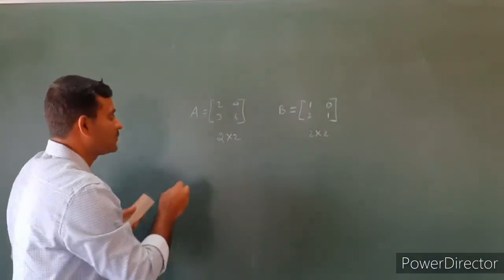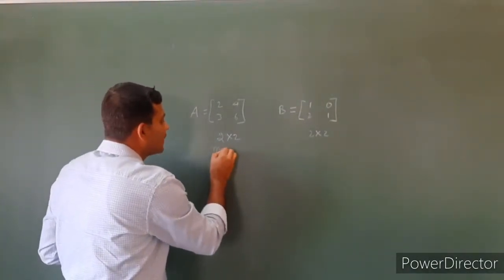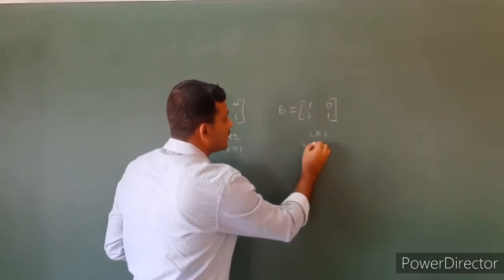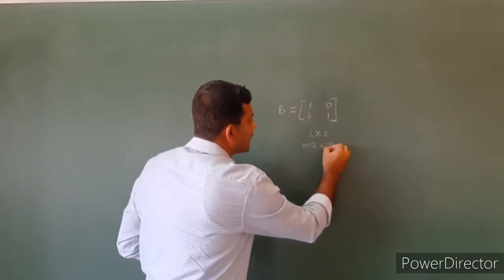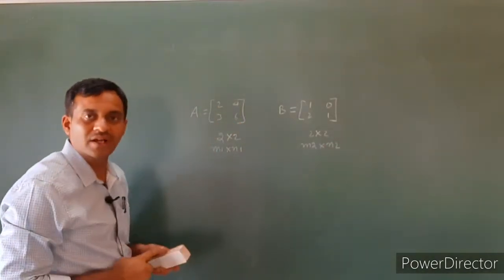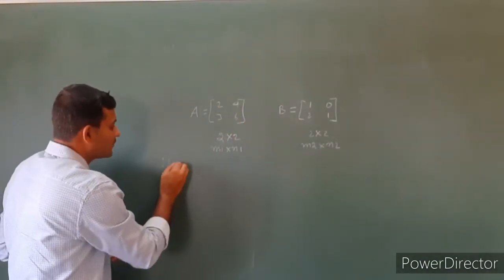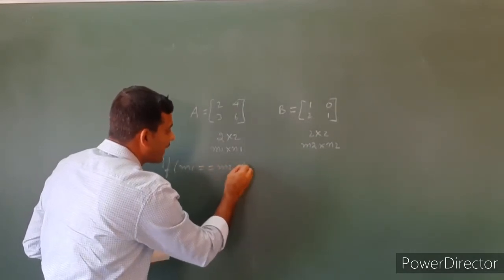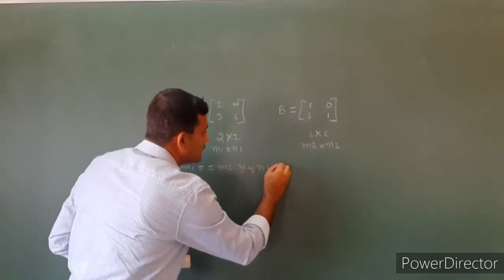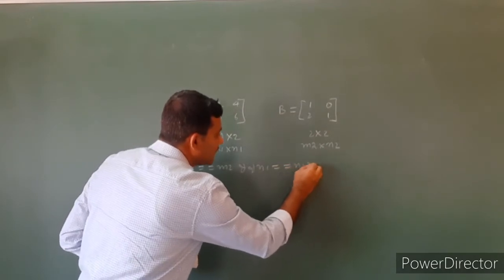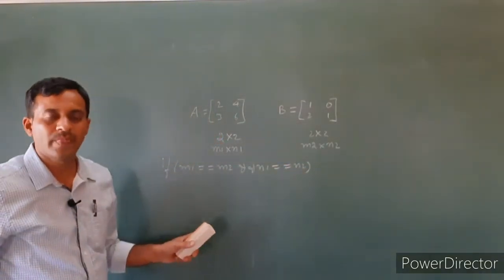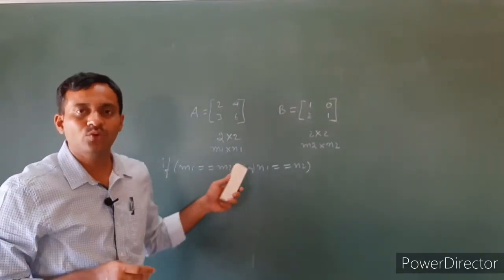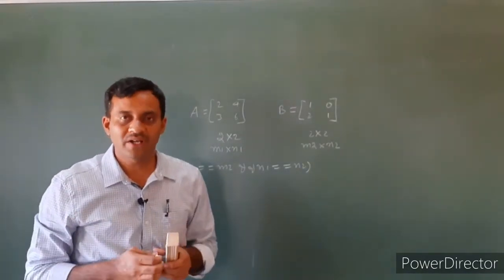The condition for compatibility is: if the first matrix has order M1 cross N1 and the second matrix has order M2 cross N2, then if M1 is equal to M2 and N1 is equal to N2, and this condition is true, then we can add the matrix elements. Then we say the two matrices are compatible.